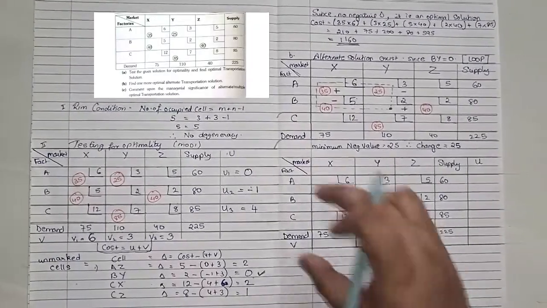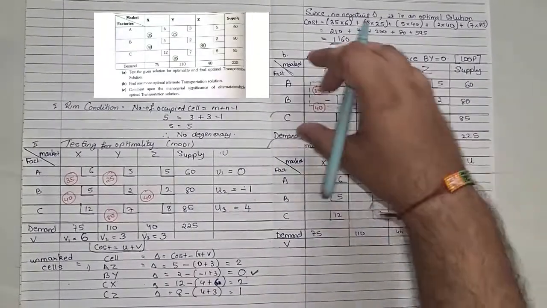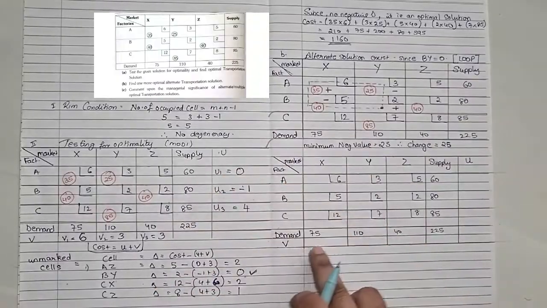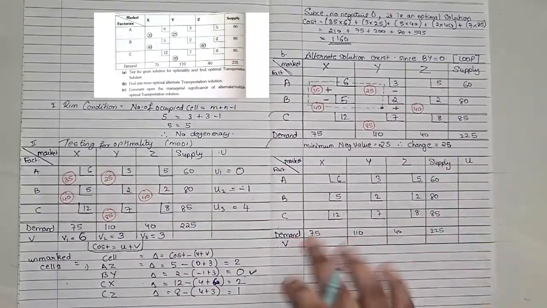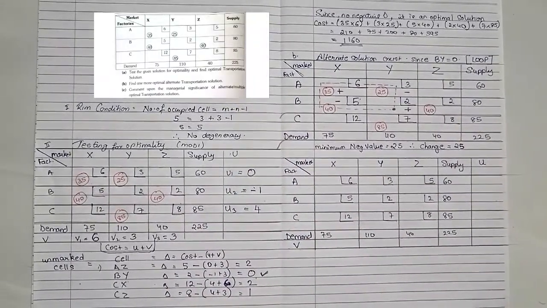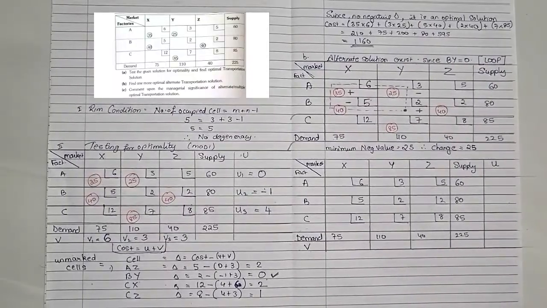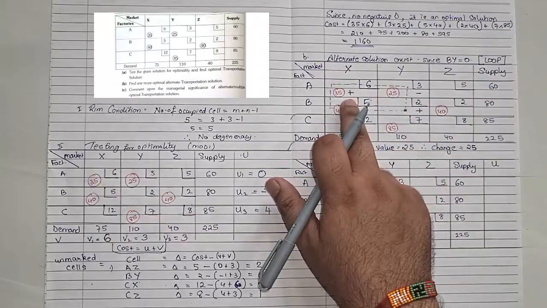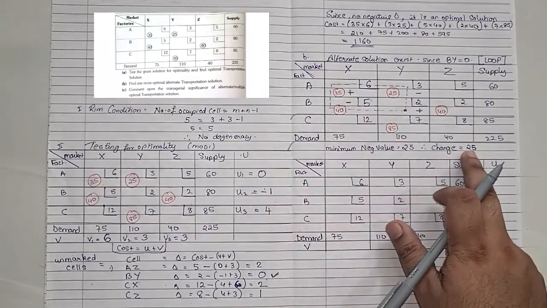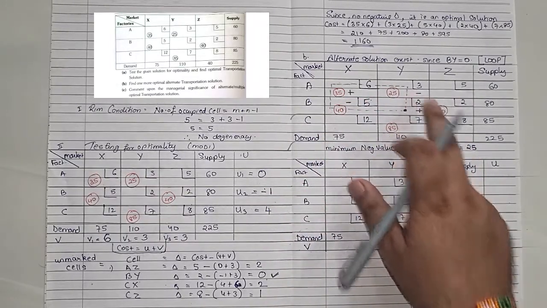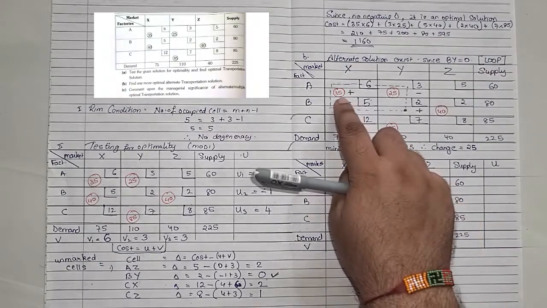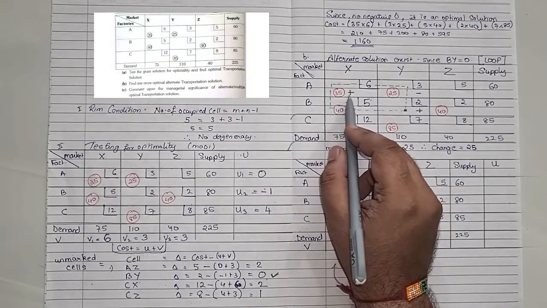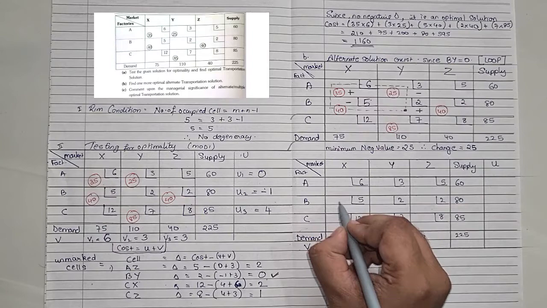Okay, now I have created this table, the same table with those original values, and I've added U and V. Now let us see how we will get our new values. First we will solve the loop part. Wherever there is addition, remember we add the change to it. Wherever there is subtraction, we subtract the change from it. So 35 was the original with the plus sign, so 35 plus 25 is 60.